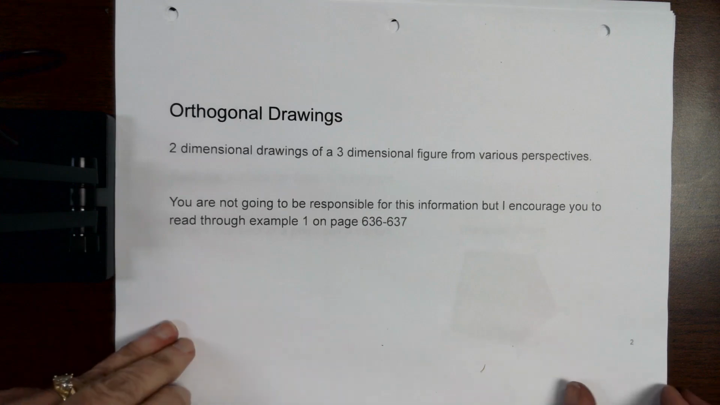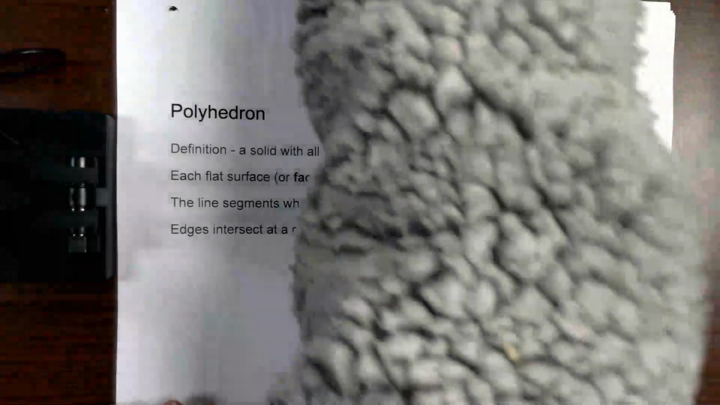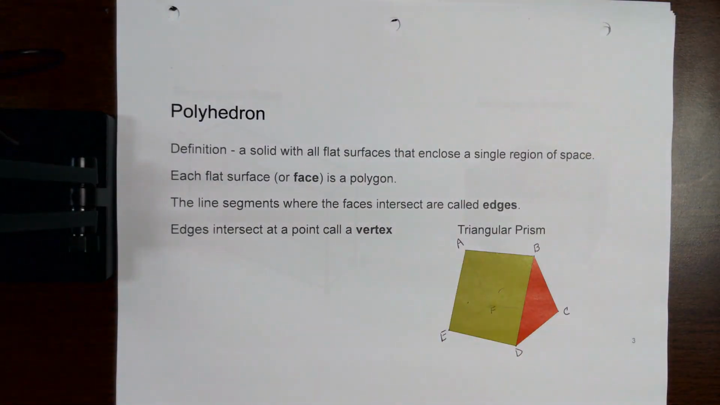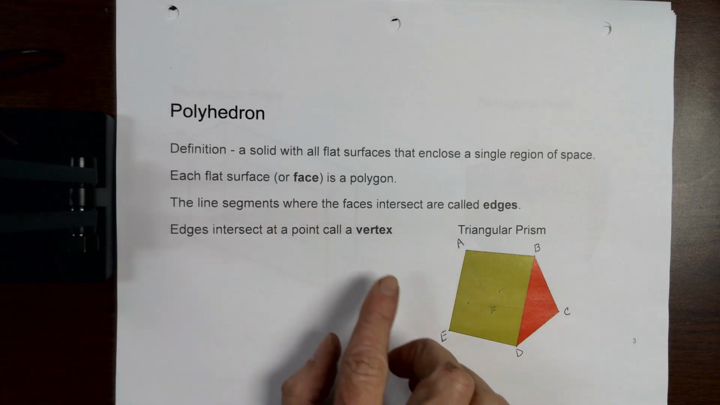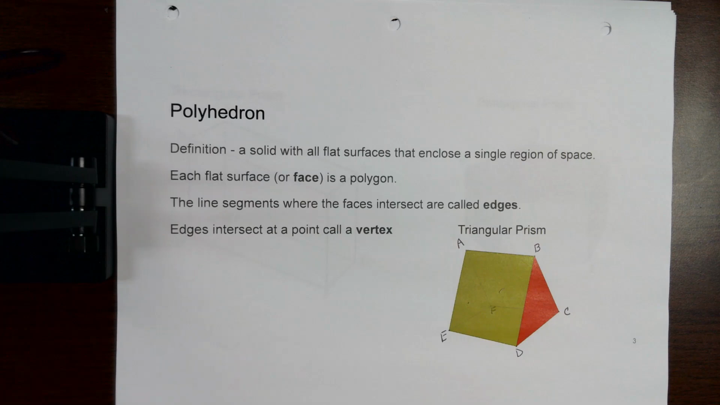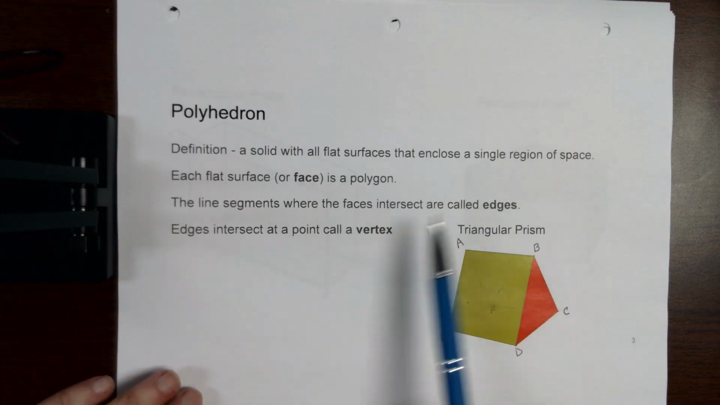page 636 and 637. So, a polyhedron, the definition is a solid with all flat surfaces that enclose a single region of space. Each of the flat surfaces or faces is a polygon. Remember, a polygon is made up of line segments that don't cross over on itself and they're closed. A line segment where the faces intersect is called an edge, and the edges intersect at a point called a vertex. So each of those bold things are important.